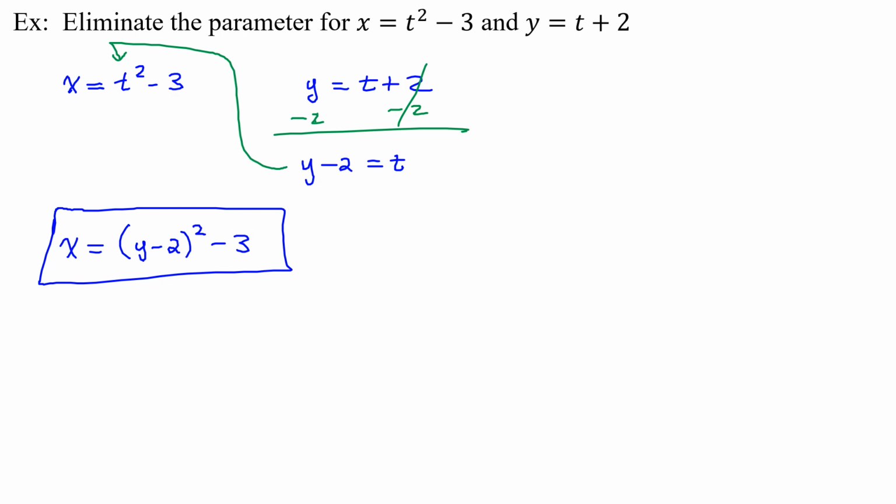And this is a sideways parabola. Anytime you have an x equal to a y term that is squared, that's going to be a sideways parabola. Just like an up and down parabola, like you're usually used to in Cal 1 or college algebra, would have y equals an x squared on the other side.